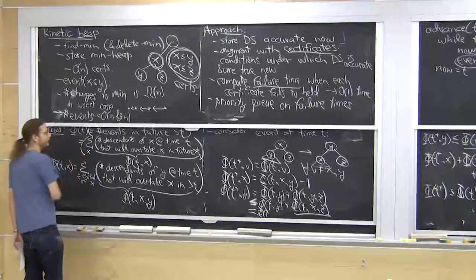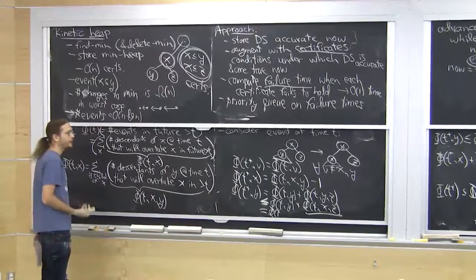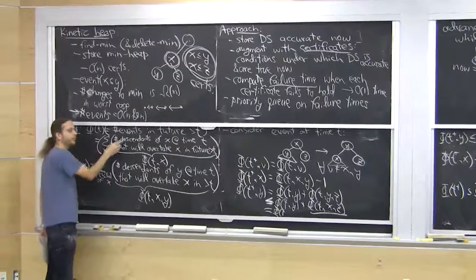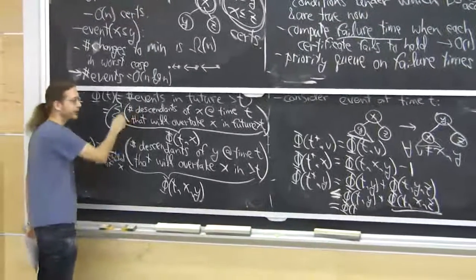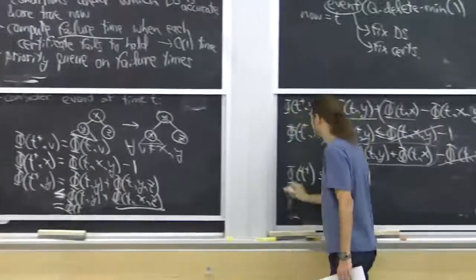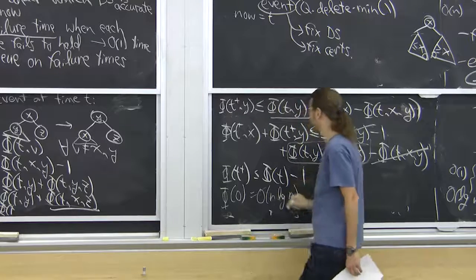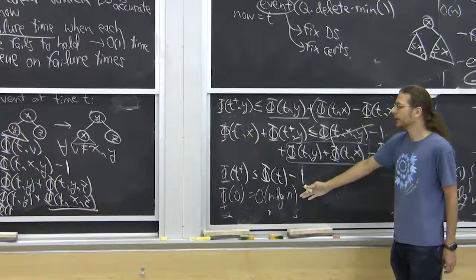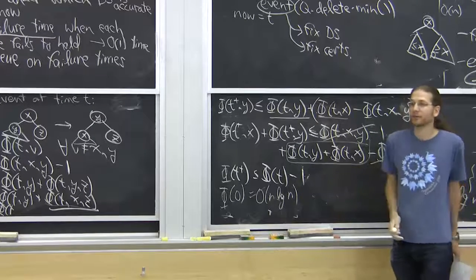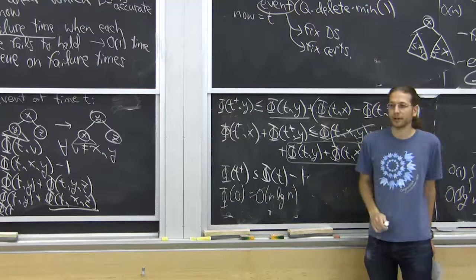Okay, but our definition was this: the number of descendants of x that overtake x in the future. How big could this thing be? It is at most the sum over all nodes of the number of descendants of that node. So it's by definition at most n log n. If we look at phi of 0, it's order n log n. We're using a balanced heap here. And so for order n log n initially, in every event that happens we go down by 1, and it's never negative. That thing is always non-negative. Then the number of events is at most order n log n.